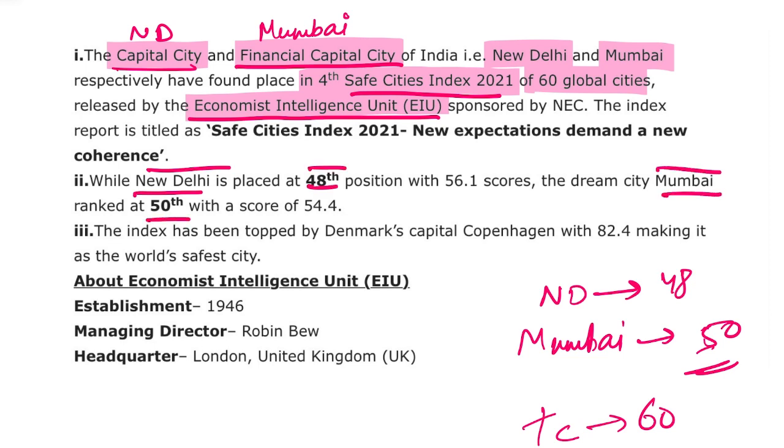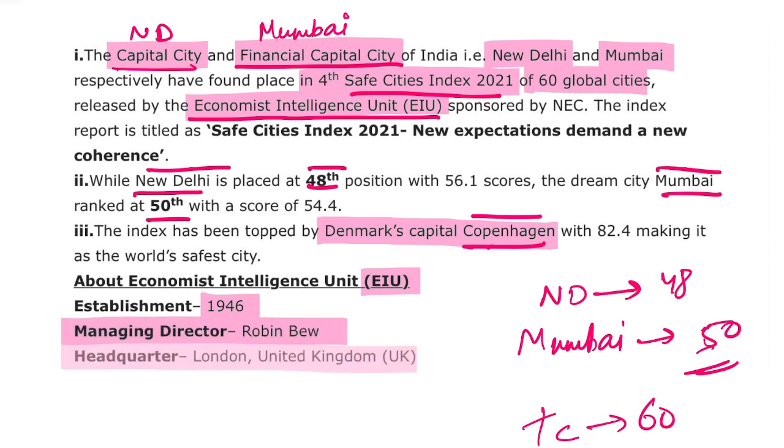All right, who topped the Safe Cities Index? It was topped by Copenhagen. Copenhagen is the capital of Denmark. If we talk about EIU, it was established in 1946. The managing director is Robin Bew and the headquarters of EIU is in London, United Kingdom.